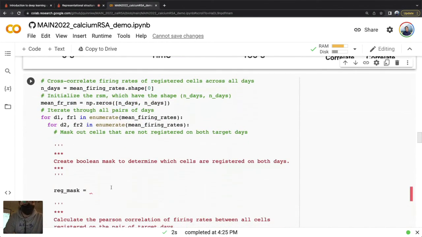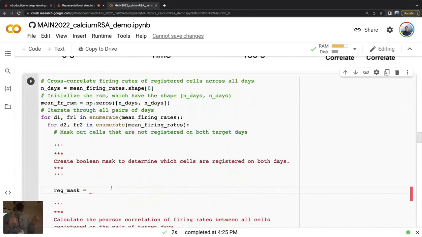So let's do it. First, not every neuron is going to be registered on every day. Sometimes neurons go silent, right? And we would just not see them in calcium imaging. So those neurons in these data will be NaN, not a number, on that day. So the way we can identify them is by identifying NaNs, right?